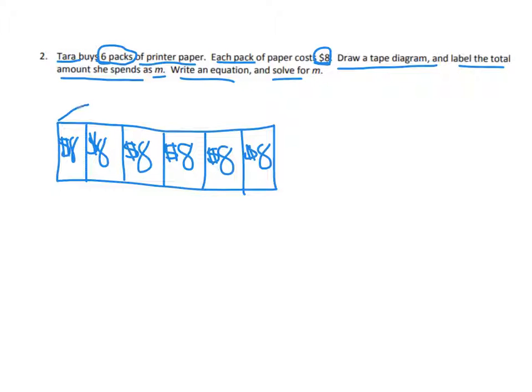The total amount is something that we don't know. So since it's something we don't know, it is the unknown. It says to label it M. Now we need to write an equation and solve for M.